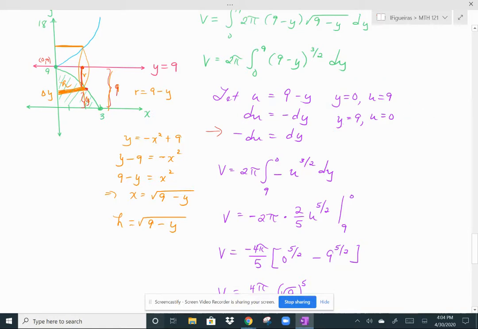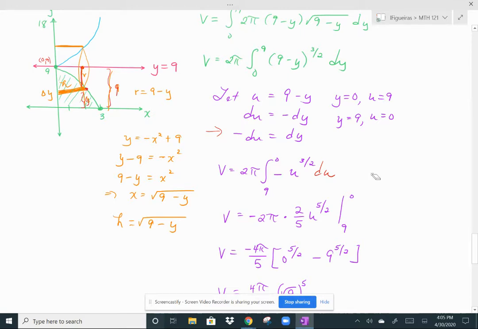Okay, so now I can do my substitution here. My volume is equal to 2 pi times the integral from 9 to 0. Notice that your limits switched because they switched here. And then my dy gets replaced with, sorry, this should be a u, negative du. So that way you have the negative here, and 9 minus y gets replaced with u to the 3/2.